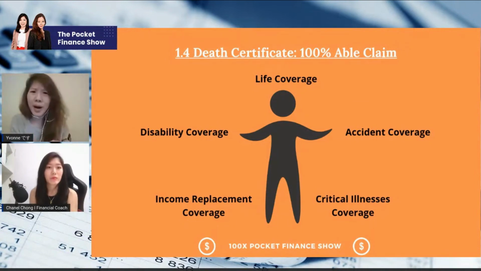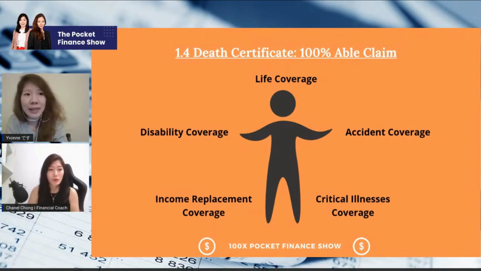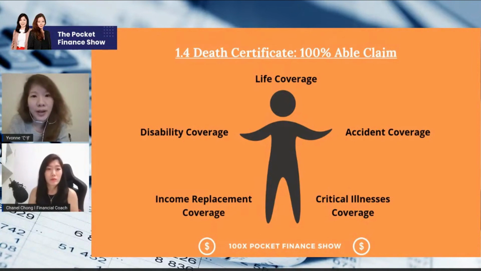Insurance companies are not investigators. They rely on what is written. They rely on the legal document, and they investigate based on whatever the official report is. Okay, so these are the 5 things that you must have. Life coverage, meaning whatever death can claim.